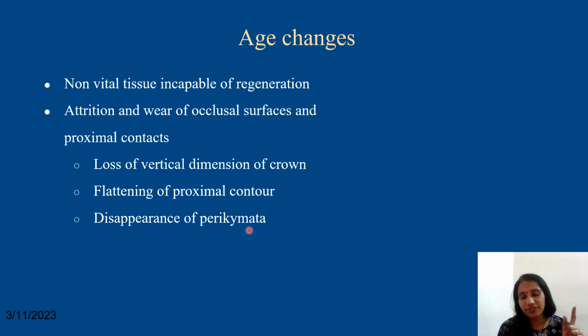So one of the changes is that enamel cannot regenerate, and it becomes thin as age advances. Another thing is the wear and tear of your enamel. You can have occlusal wear and proximal wear, that is on the side. Because of the wear and tear, you get lesser dimension or height of the crown. The proximal sides will become flattened, and the perikymata present on the surface are going to disappear.